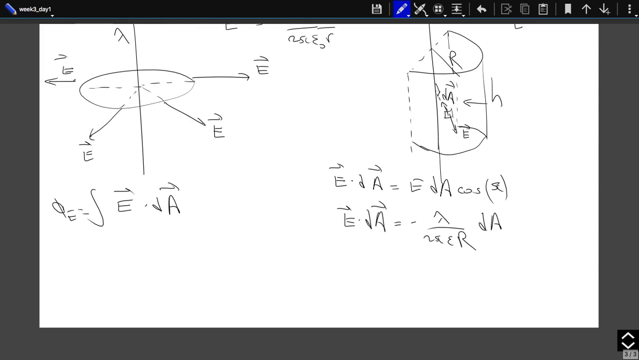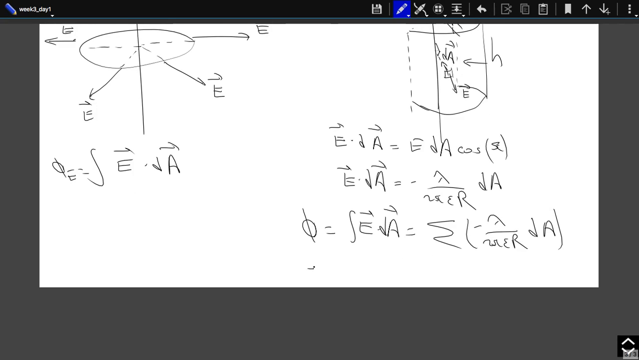Now, to calculate the flux, I have to sum over all these elements. Remember, whenever you see an integral, that's just a sum. So this is equal to the sum of minus lambda over 2 pi epsilon 0 R dA, which is minus lambda over 2 pi epsilon 0 R times the sum over dA.